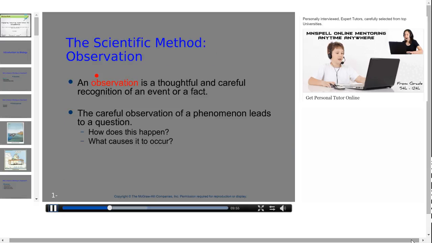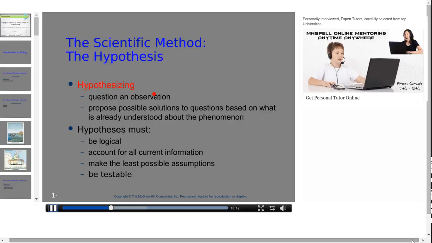which are not explained. So an observation is a thoughtful and careful recognition of an event or a fact. How does this happen? What causes it to occur? These are a few of the things you consider when you are thinking about observation. Hypothesizing starts with the question which arises when you make a particular observation, and you can propose possible solutions to the questions. It must be made sure that the hypothesis is logical, includes all the current information, makes the fewest possible assumptions, and is testable.